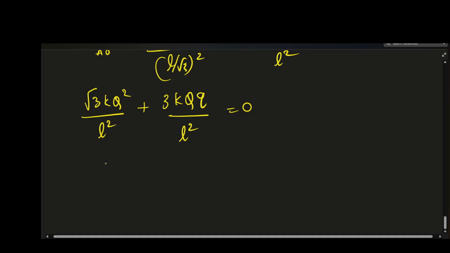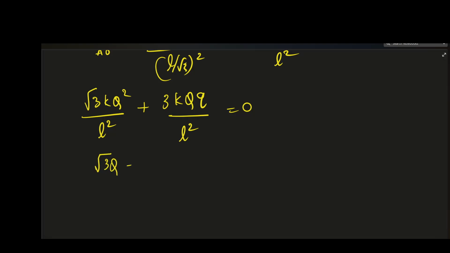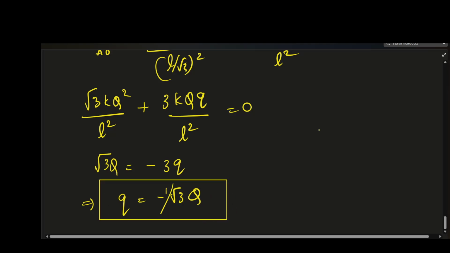This implies root 3 Q is equal to minus 3q. So the small q which we wanted to find is simply minus root 3 by 3, that is minus 1 by root 3 times Q. So the ratio between small q to capital Q is minus 1 by root 3. So the answer is minus 1 is to root 3.